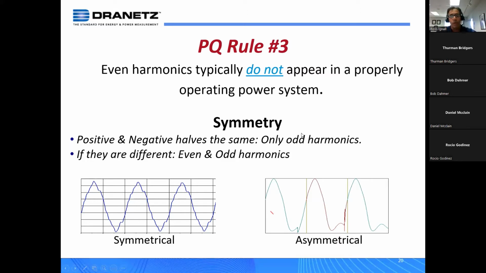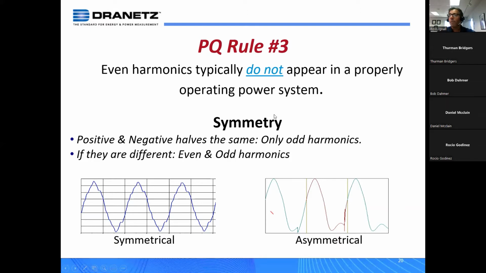You'll see a little bit of noise for even harmonics, but they're not a significant component here. If they are different, and you can see here, this is a wave shape where an output rectifier is blown, and I think in this specific one, it's an old UPS system. You can clearly see how the top and bottom halves are not the same. This is asymmetrical, so both even and odd order harmonics will be produced.